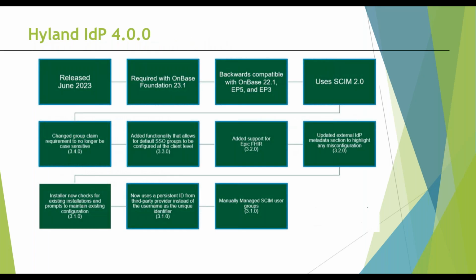If you're not aware, the Hyland IDP is really more of an access manager, but it's called IDP. Just to let you know, Hyland has also come out with another Hyland IDP, and that stands for Intelligent Document Processing. That's using an industry term. This one is more of an identity provider, so that's the same acronym used for different things. Just an FYI. And you'll see that in 23.1, you're going to be required to use IDP 4.0. As we go through, it is backwards compatible, which is important to know.